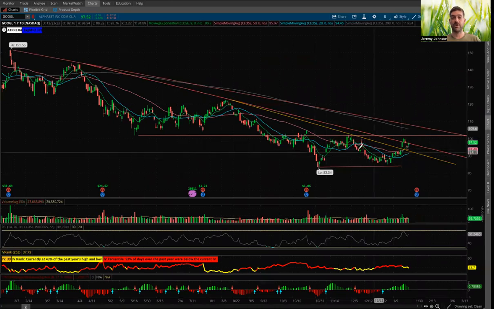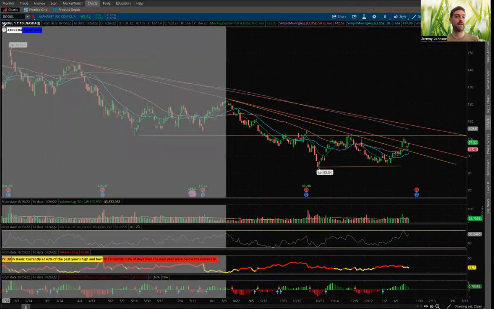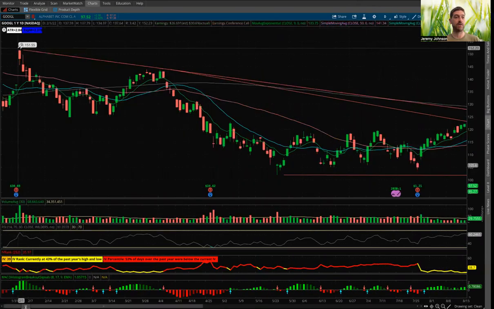I do want to see a breakout of this consolidation zone, especially since if we go back to here, from the very peak of this pullback back here, the ultimate high was 151.